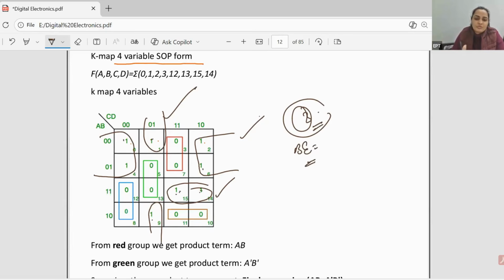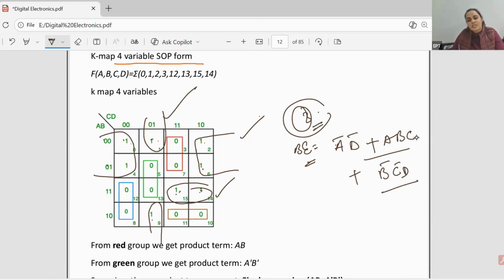If we have a quad, two variables will be eliminated. So this is going to be here. Which one is constant? A is constant, so A bar. And here C, D is constant, so D bar plus. For a pair, only one variable will be removed. So A, B, C plus. For this, it is going to be B bar, C bar, D. So these are the three terms here.